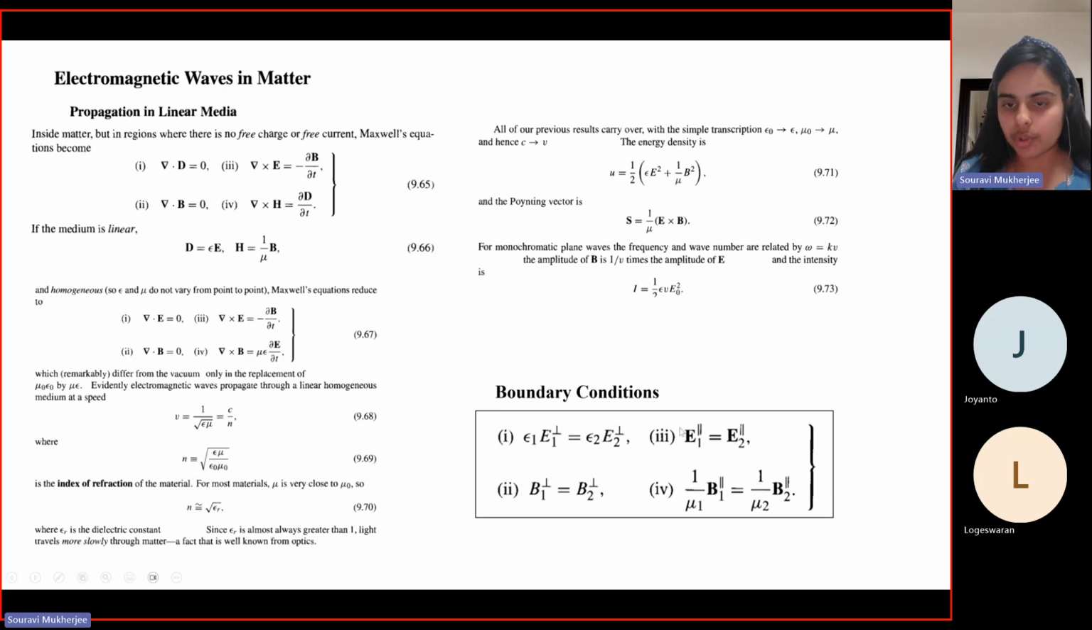Okay? And it's important to remember these boundary conditions, because now we will be talking about what happens when we move from one medium to another and what happens at the interface. So there we'll be using these boundary conditions that we had derived from the Maxwell's relations.